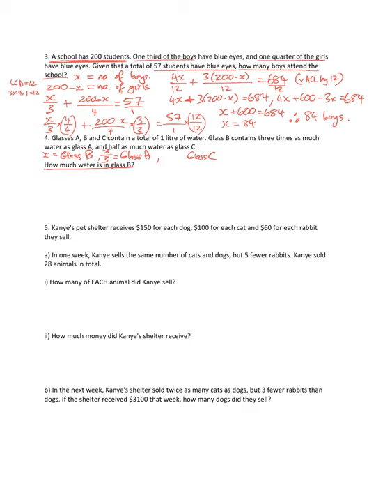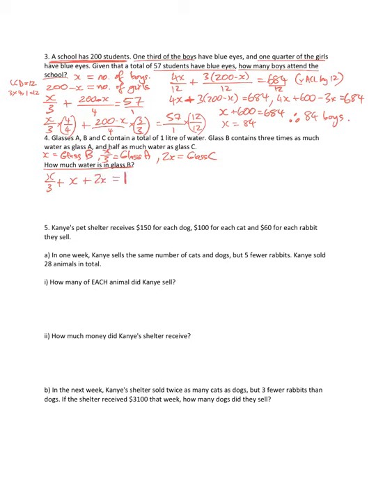Glass C is going to be 2 lots of X because it's twice as large as glass B. So our equation then, we know that they all add up to 1 litre. I've got glass A, X on 3, plus glass B, X, plus glass C, 2X, is equal to 1 litre.